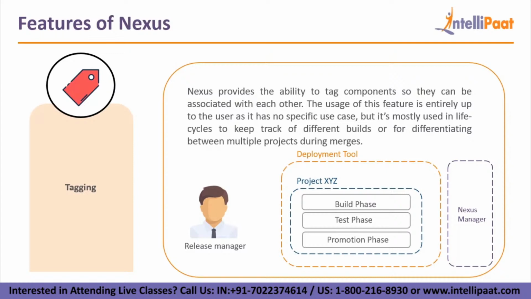The usage of this feature is entirely up to the user, as it has no specific use case, but it's mostly used in life cycles to keep track of different builds or for differentiating between multiple projects during mergers. What this basically means is that Nexus gives us the ability to tag different components of a particular application so that they can be associated with each other.